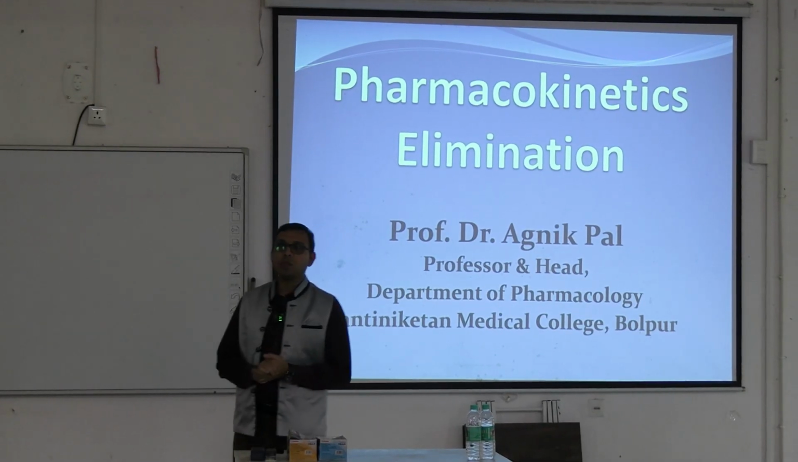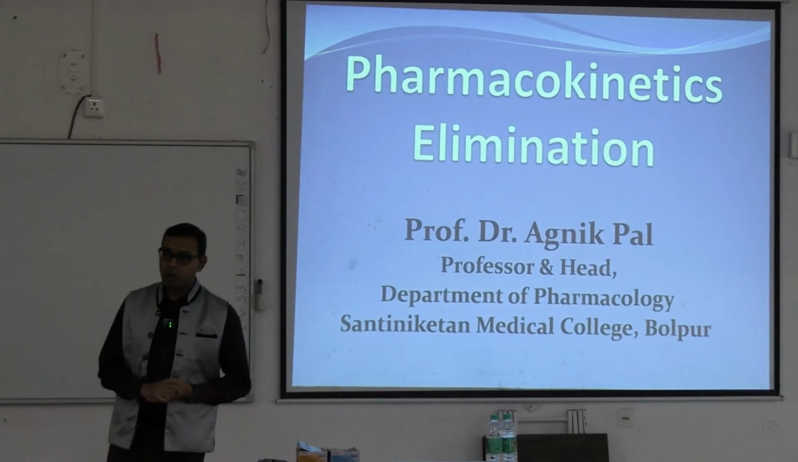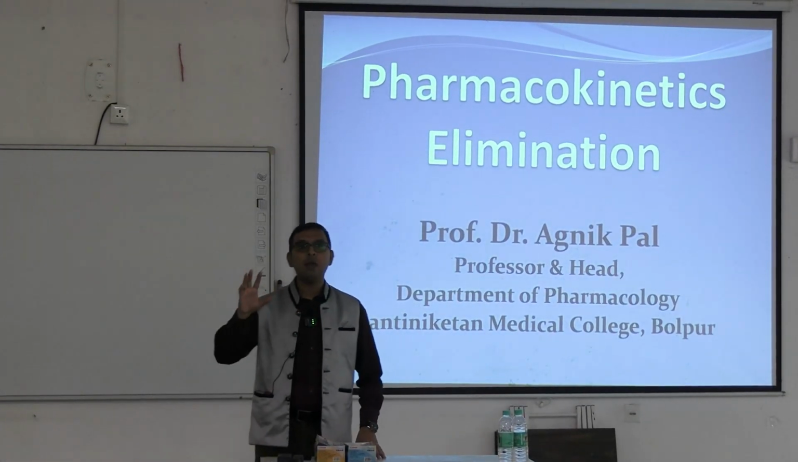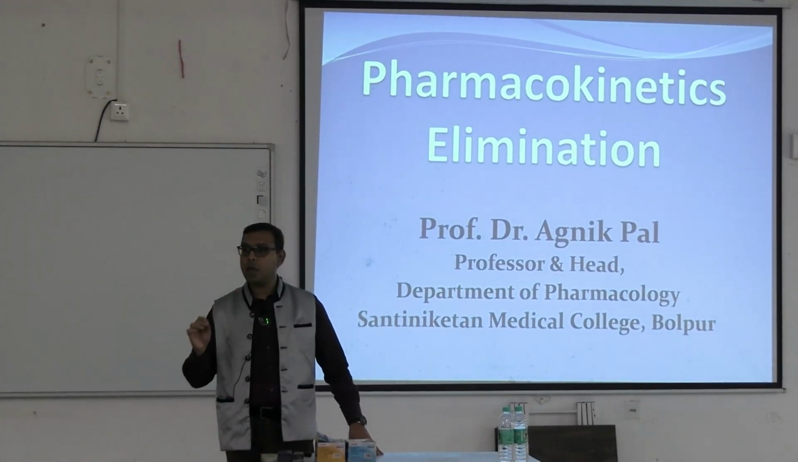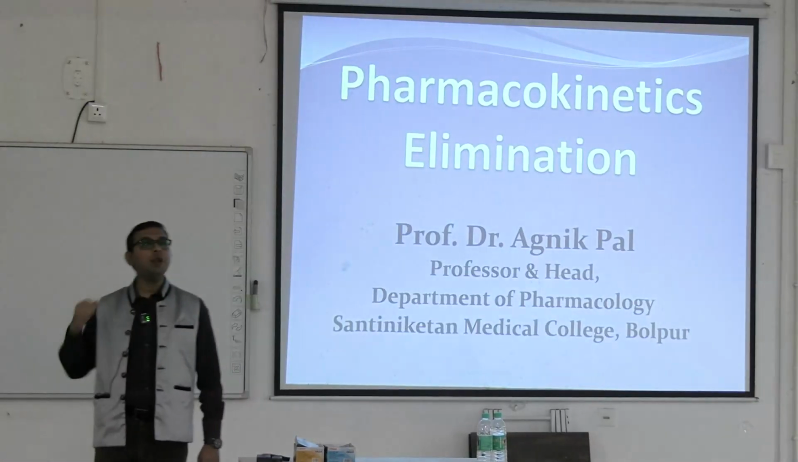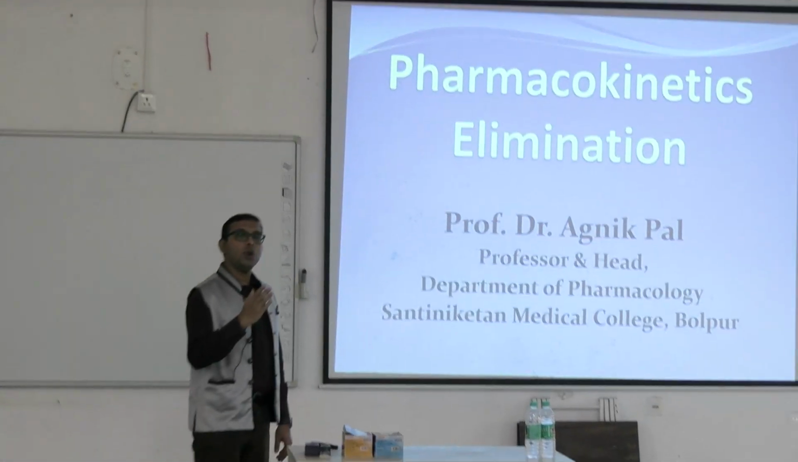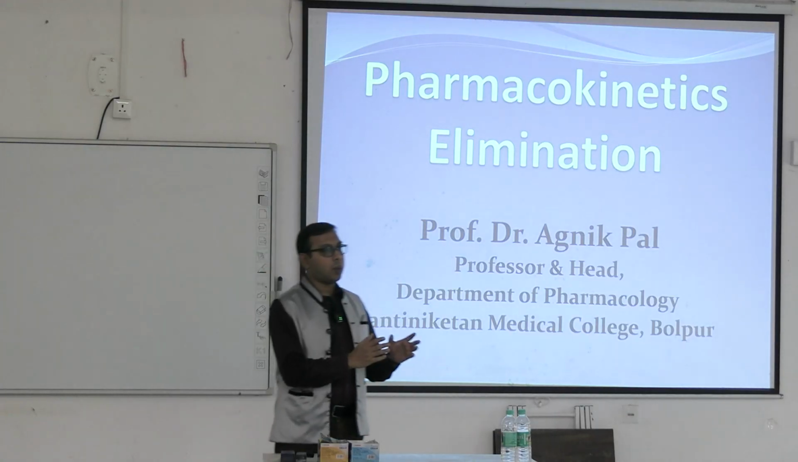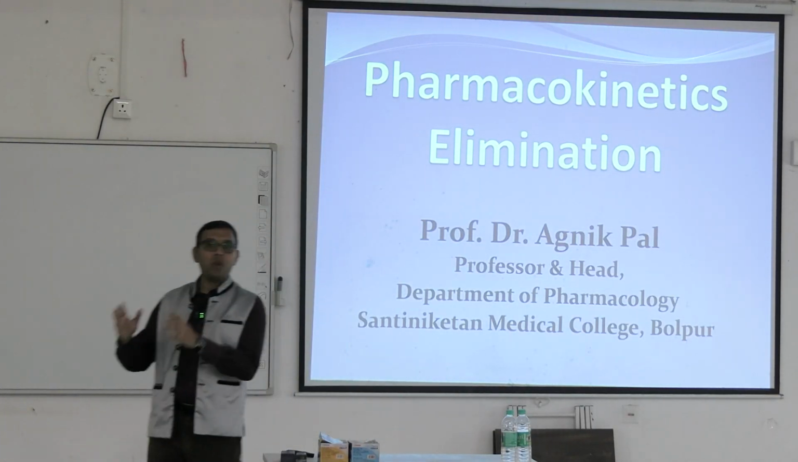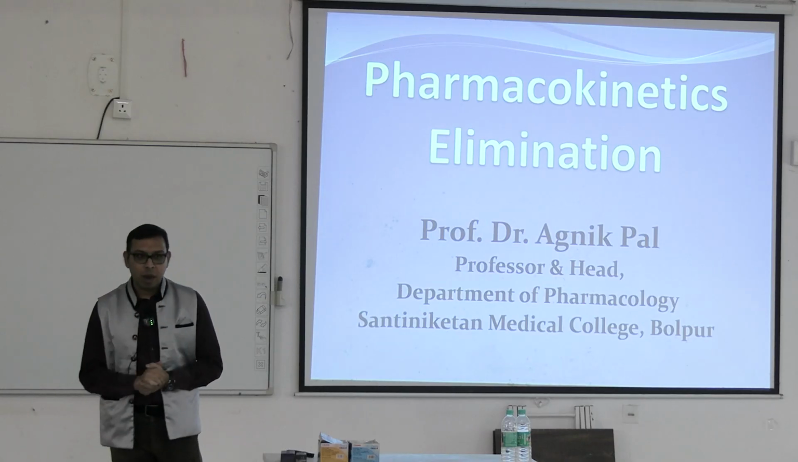In the previous class, we have read about the metabolism of the drugs. We are continuing about the pharmacokinetics of the drug. The main four pillars, time and again I am saying, are absorption, distribution, then metabolism and then elimination of the drugs. Already we have covered the absorption, distribution, and metabolism or biotransformation of the drug in the previous class.